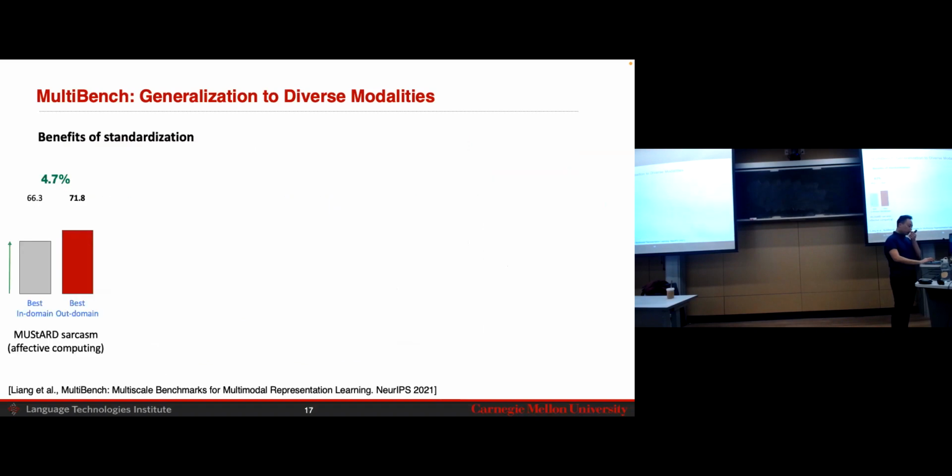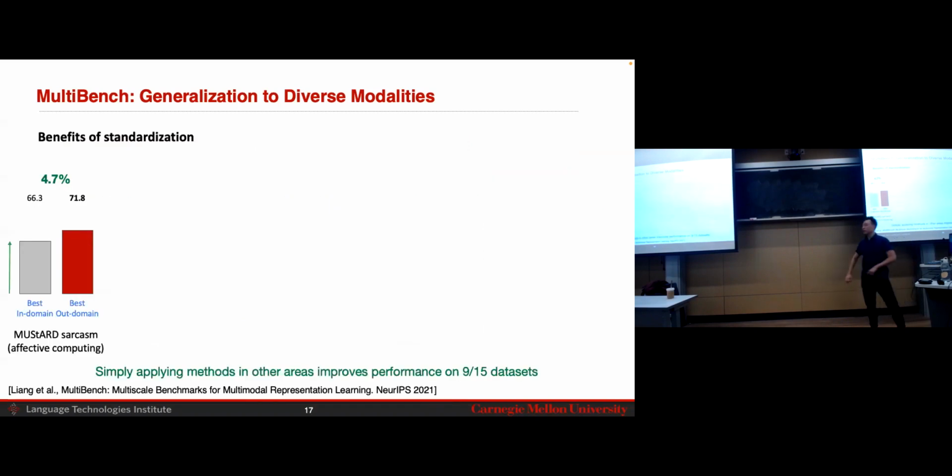And essentially, what does this tell us about quantification? Based on this benchmark, we find one cool thing. It's actually really useful to standardize ideas across different research areas. So we're here for this data set. This is our sarcasm detection. If you take the best model applied for sarcasm detection, you get about 68%, 66% performance.